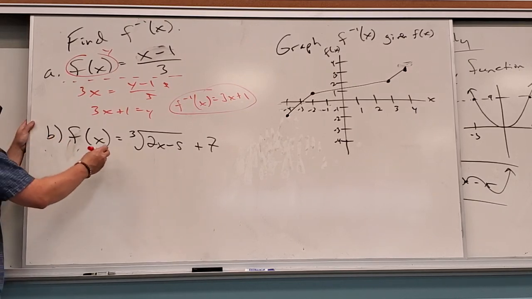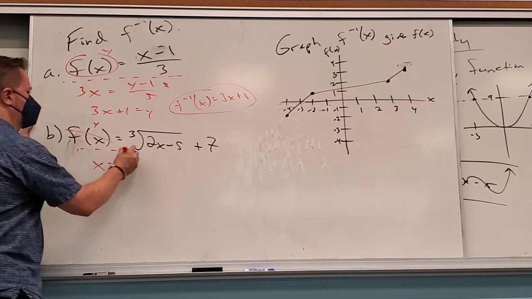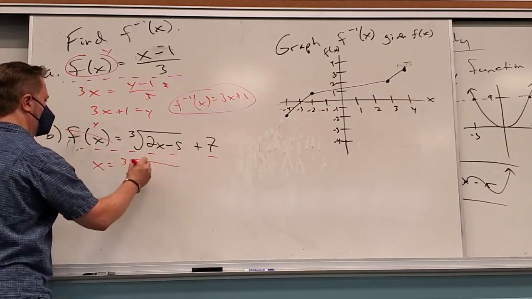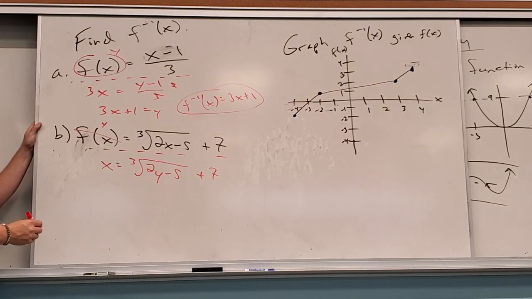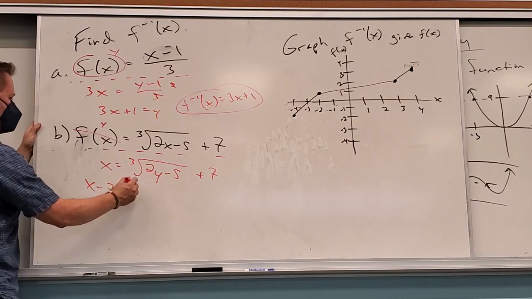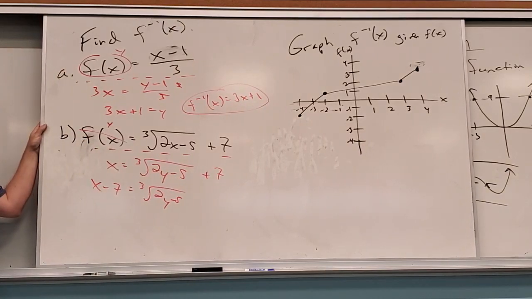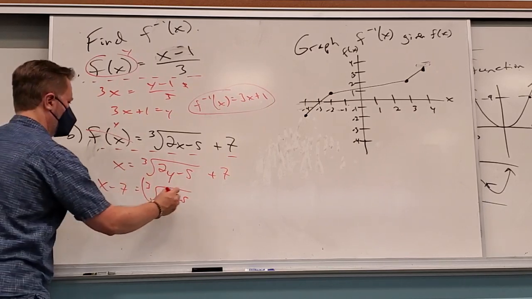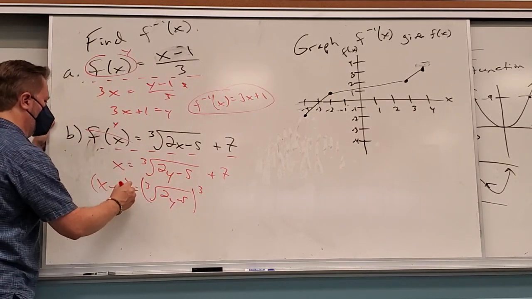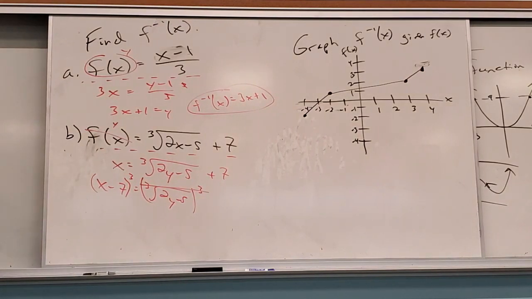Now this one, I want to save you from yourselves a bit. This is y. Switch the x and y. The first thing there. I'm really all about the 7 today. Subtract the 7 because now I can do what? I got to kill what next? Cube root. So I can cube. Now here's what you please don't do. There's no reason to cube this. Understood? Don't write it 3 times. Just leave it like that.